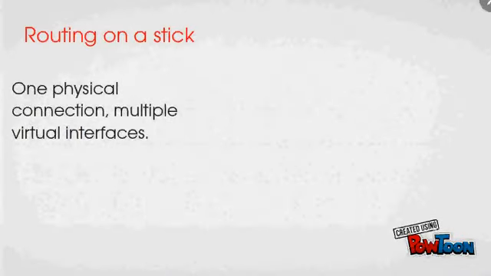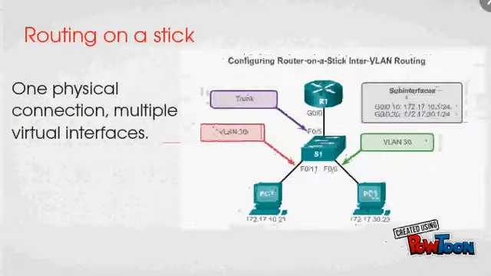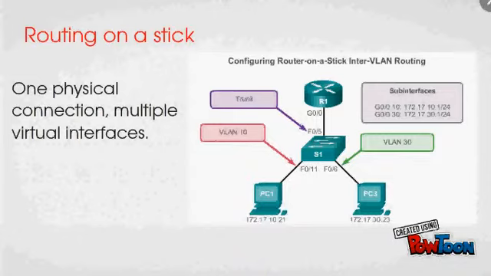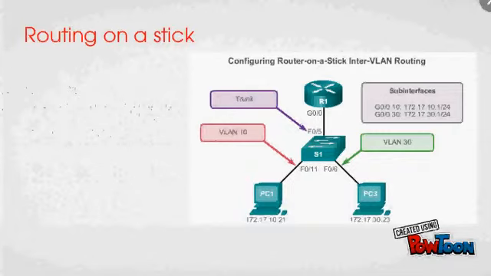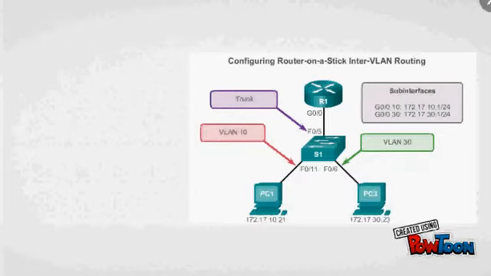Routing on a stick. Router on a stick is a type of router configuration in which a single physical interface routes traffic between multiple VLANs on a network. The single connection between switches and router must be configured as trunk in order to send VLAN tag data through the network to the corresponding VLANs.